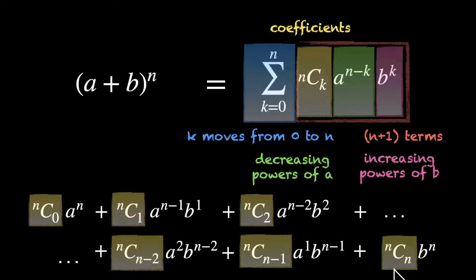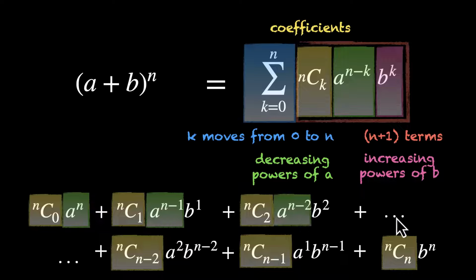Now let's look at the powers. The first power of a is n, because for k = 0, we have n - 0. That's actually n. So we start with a^n, then we have a^(n-1), a^(n-2), and so on. The powers keep on decreasing, so on to a^2, a^1, and finally a^0. That's actually equal to 1.